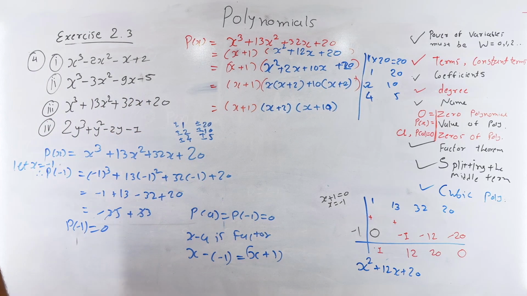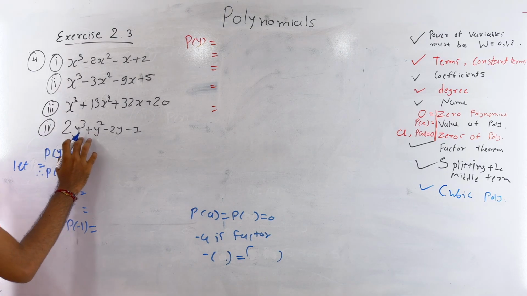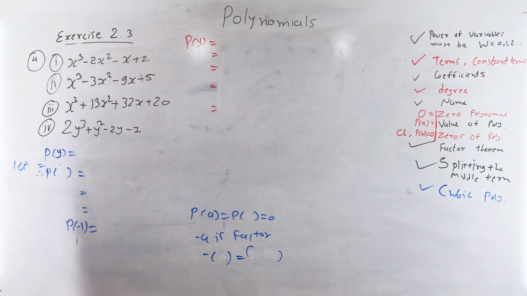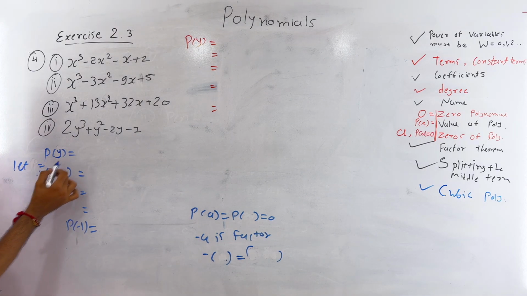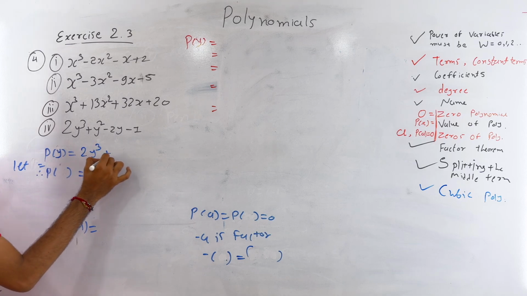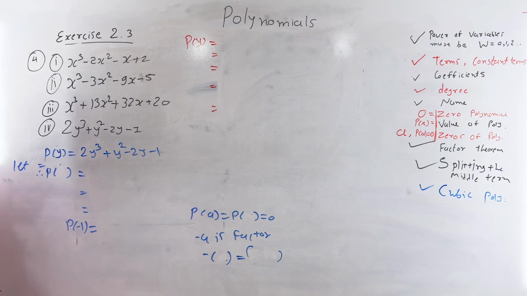Very easy, right? Now we will see our fourth and last question of exercise 2.3. We have 2y cube plus y square minus 2y minus 1, right? Now here we have y as a variable, so we have to write p of y, right? P of y will be 2y cube plus y square minus 2y minus 1. Now here we have the constant term as -1, so we will start with +1 and -1 only.